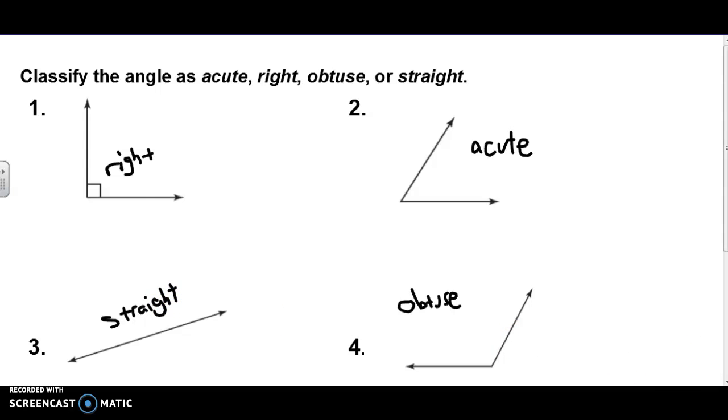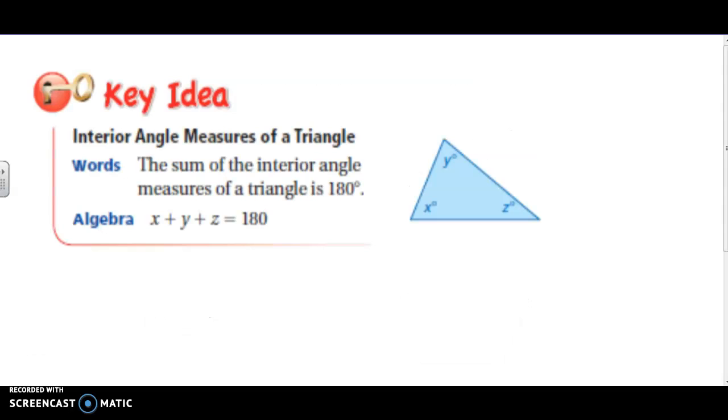Okay. So now we're going to talk about those with triangles. Today we'll talk about how, if we have any triangle, any shape, any size, the interior angle measures of the triangle are always going to add up to 180 degrees. So the three angles inside of the triangle are always going to add up to 180 degrees. So if you have a shape with three sides, which is a triangle, those three angles inside will be 180 degrees.